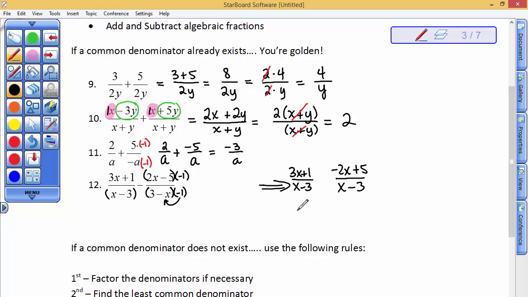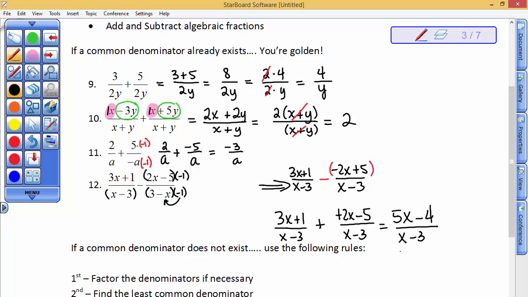But oh, lo and behold, I need to subtract these two. So remember, since they do have a common denominator, but when you subtract this numerator, you've got to make this become a positive 2x, and the 5 becomes a negative 5 over that x minus 3. So you're adding the opposites. And now I am ready to take the 3x and the 2x and get 5x, and the 1 minus 5 and get a minus 4 over the common denominator of x minus 3. Nothing can be done here because these cannot be factored, so they are binomials. There is nothing to reduce.